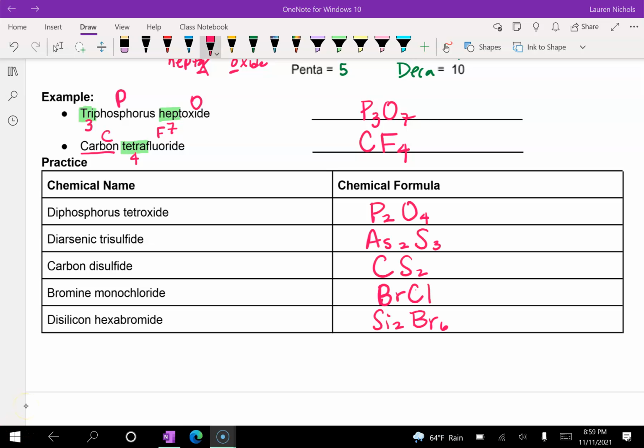All right, so check your work. The way you get your symbols from the name, and then you're just looking at your prefixes in order to get the subscripts. And that's all. So hopefully this makes sense and you feel better about doing this on your test next week. Good luck.